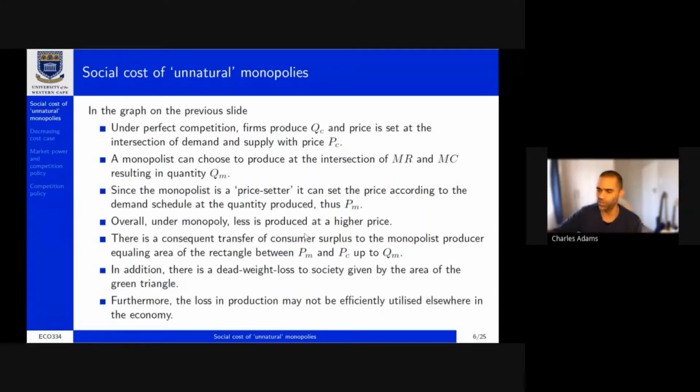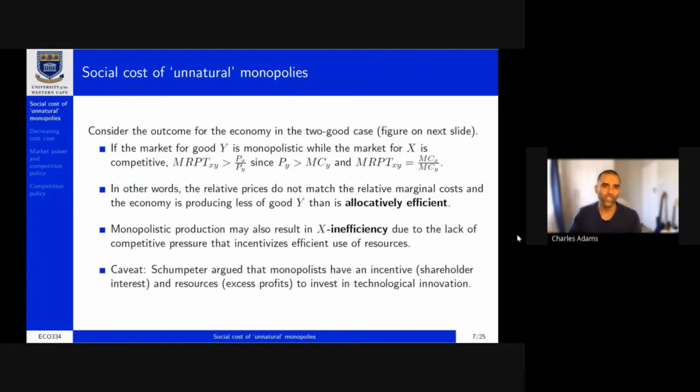Yeah, just to emphasize this point at the bottom, that in addition to this dead weight loss to society that we talked about, the loss in production may not be efficiently utilized elsewhere in the economy. And at the very least, when you have this situation of perfect monopoly, you necessarily lose allocative efficiency, because the desires that society would have had under perfect competition are not being met in the presence of a monopoly. All right, and that's the point that's been made on this slide.